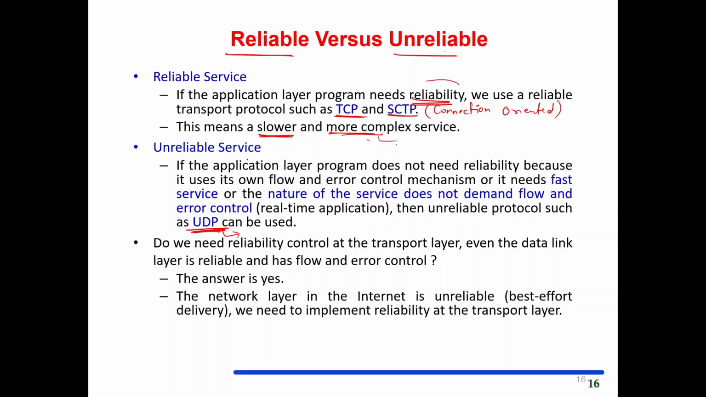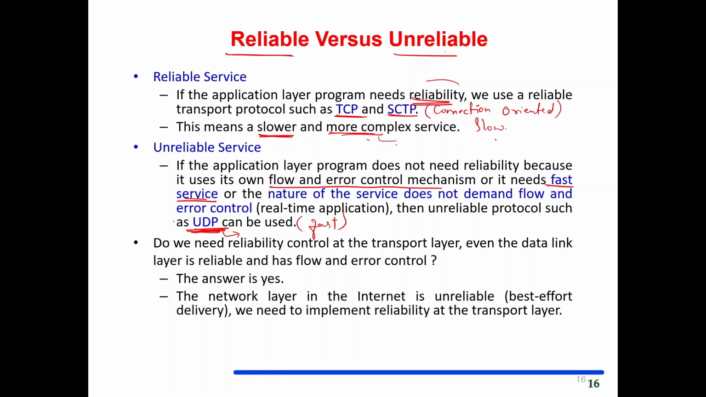Whereas in unreliable services, the flow and error control mechanism is very limited compared to the previous one, but it is very fast also. UDP is very fast because it doesn't have any handshaking signals or connection oriented services. Those things are absent in UDP, so it is very fast. TCP and SCTP are slower.